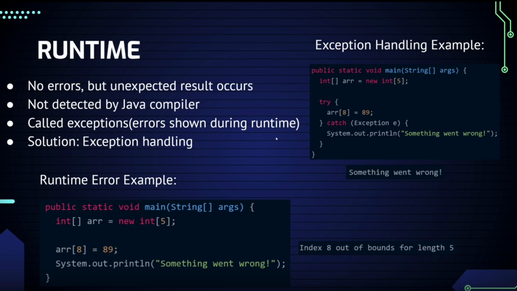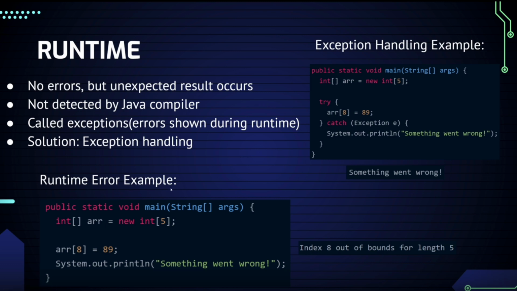The next type of error is runtime errors. During runtime errors, there are no errors necessarily shown, but an unexpected result occurs. These are not detected by the Java compiler and are instead detected by the Java virtual machine. Runtime errors can also be called exceptions, which are errors shown during the runtime. A solution to fixing runtime errors is exception handling.